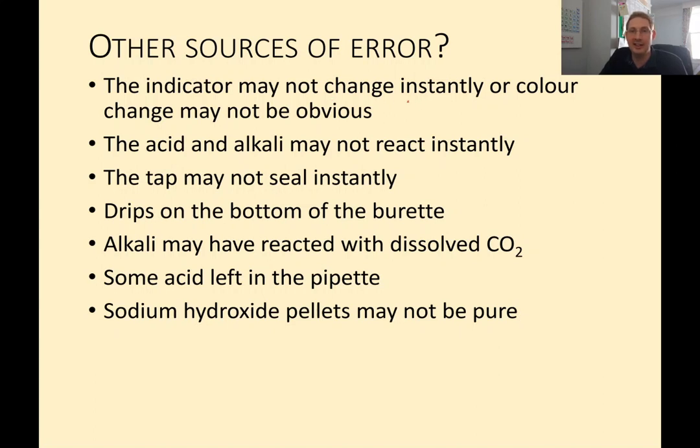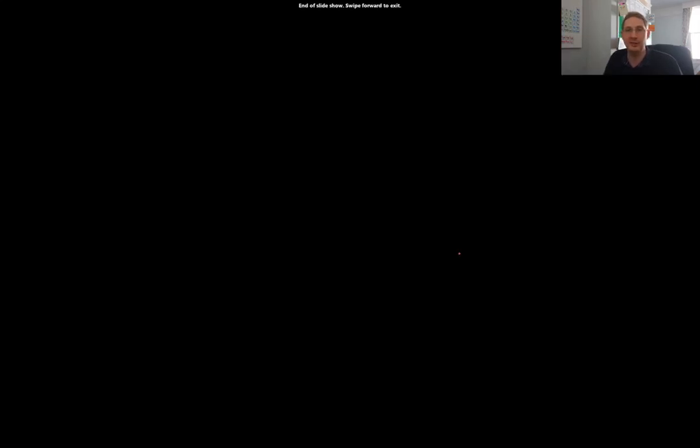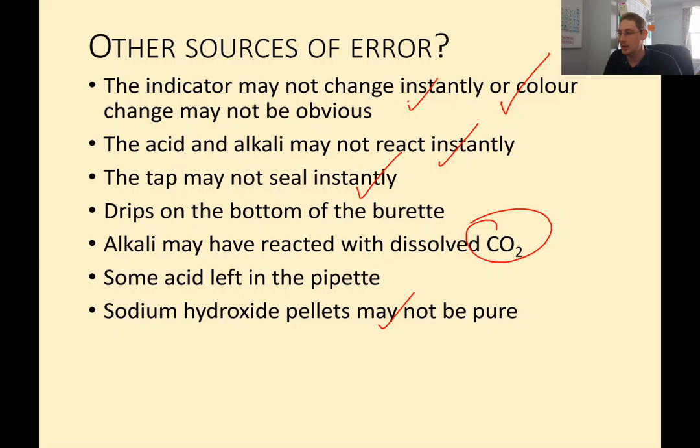You could be asked for other sources of error in a titration. Indicator may not change instantly. Colour change may not be obvious. They may not react instantly, the acid and alkali. Some acids, particularly weak acids, release protons fairly slowly. The tap may not seal instantly. You may have drips on the bottom of the burette which drip in. Alkali may have reacted with dissolved carbon dioxide, particularly true of sodium hydroxide. Acid left in the pipette. Hydroxide pellets may not be pure. These are the sorts of things you could talk about.